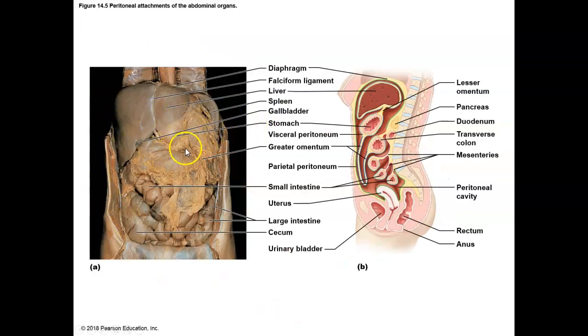And here you can also see some of the serosa surrounding those organs. And you can also see fat, this greater omentum right there.